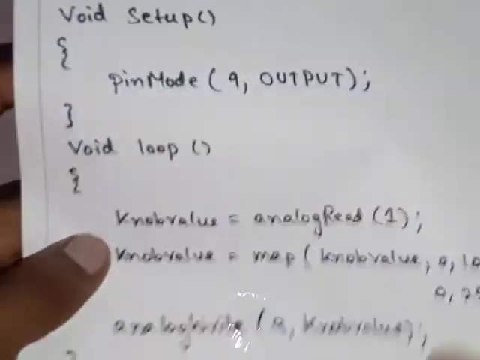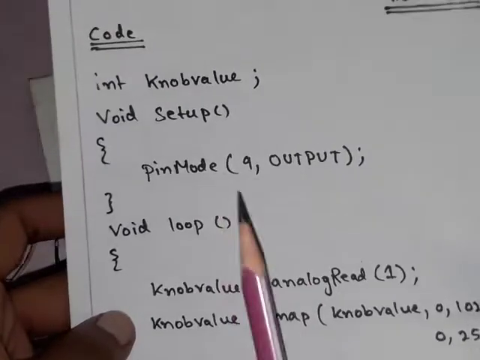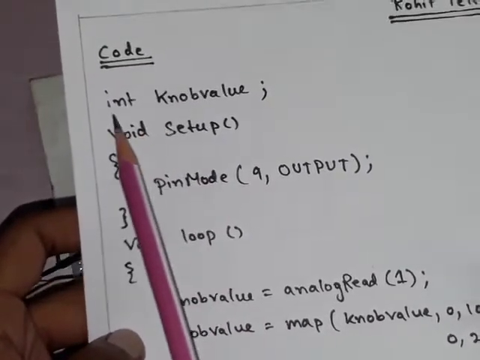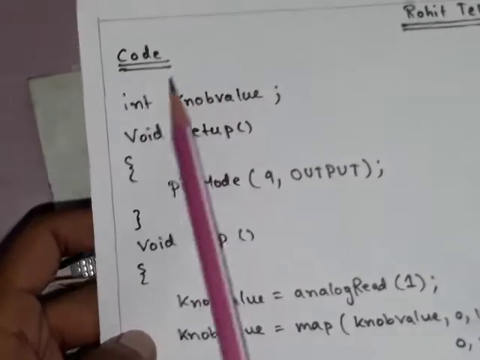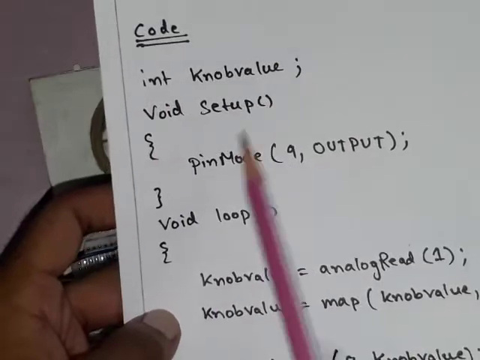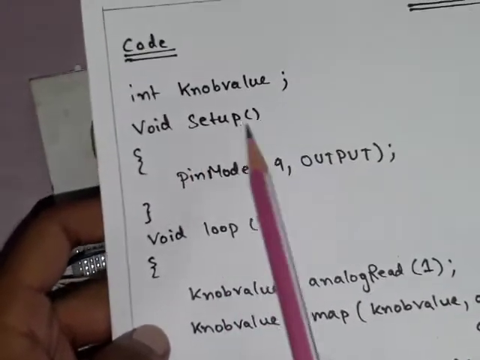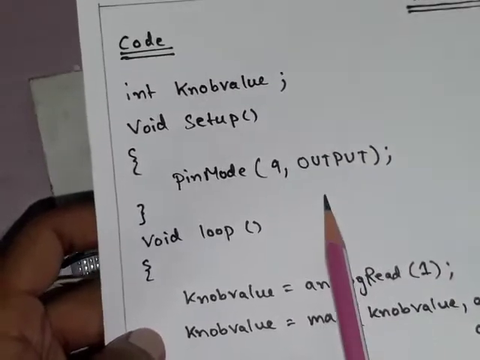So here it is. This is the code of the project. What I have done, basically, is I have declared a variable globally, of integer type. I will use it later on. And in the setup function, I have declared pin 9 as output.